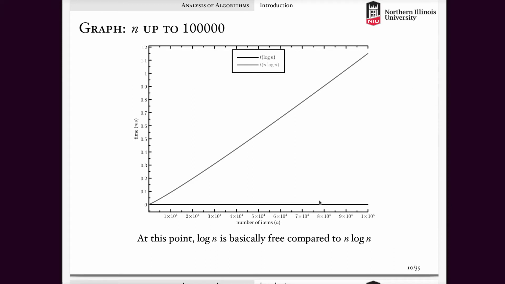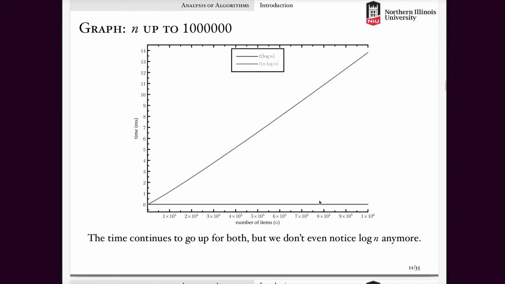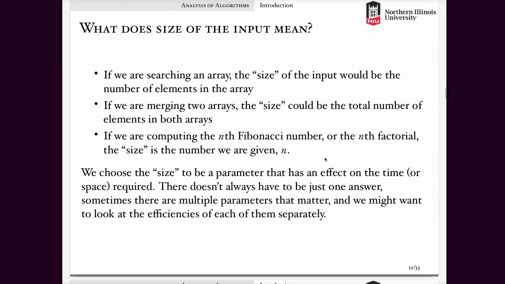In other words, it's a wonderful choice to make compared to all these other ones if your number of elements is on the order of millions, right? Here's our million, and these are still looking about the same. So again, look at this time, right? This time number is getting pretty darn big. All right, so what is the size referring to in all these examples?